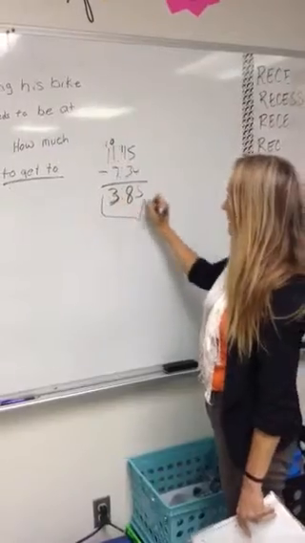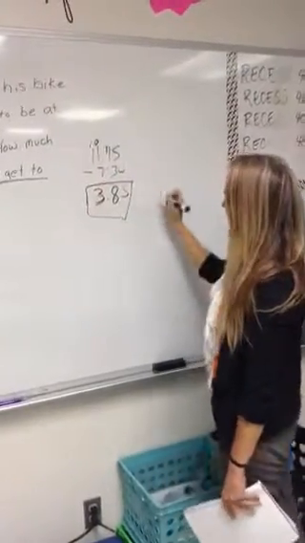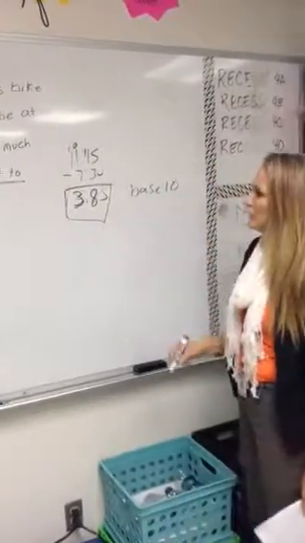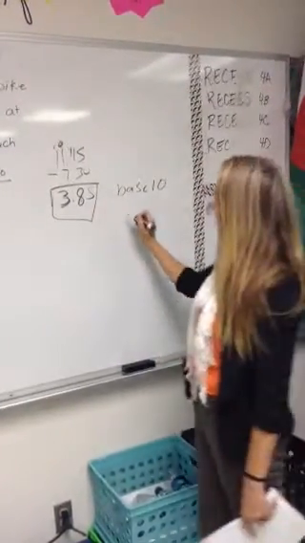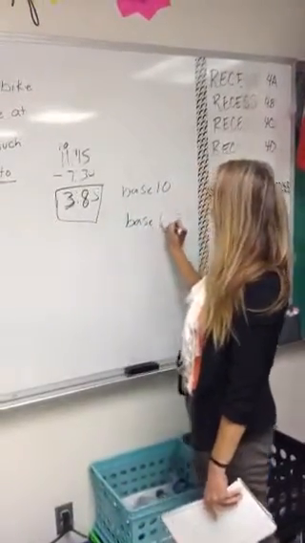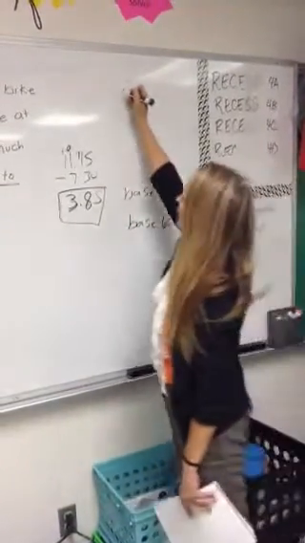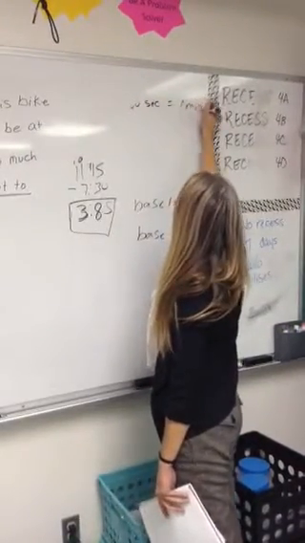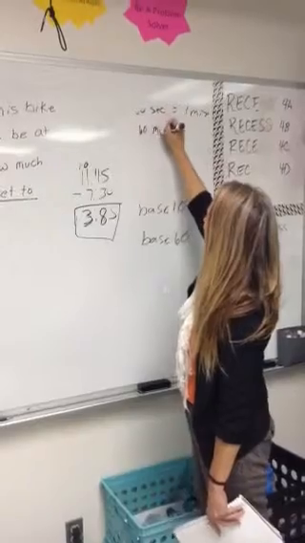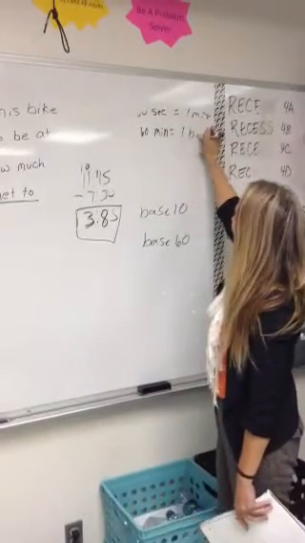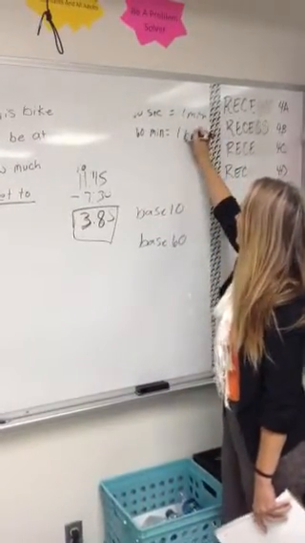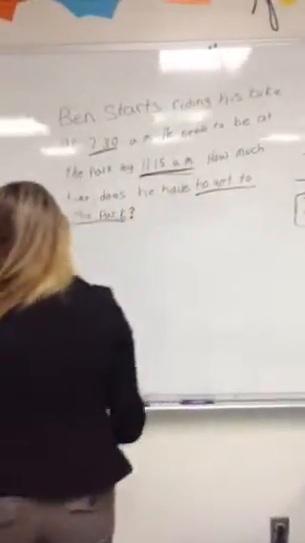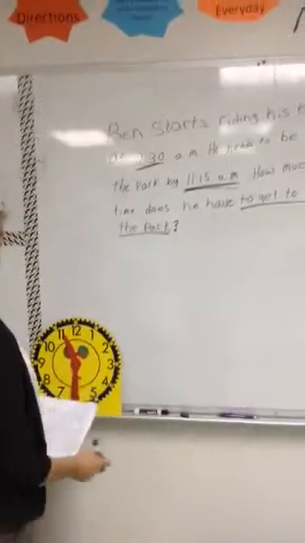Well, that doesn't sound right, and that's why this is a misconception, because we're using base 10 to figure this problem out. We need to use base 60. Okay, you have to remember that 60 seconds equals 1 minute, and 60 minutes equals 1 hour. So I am going to show you some ways to find the elapsed time.